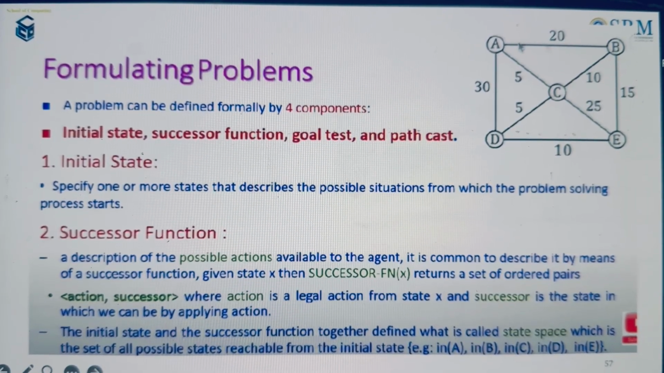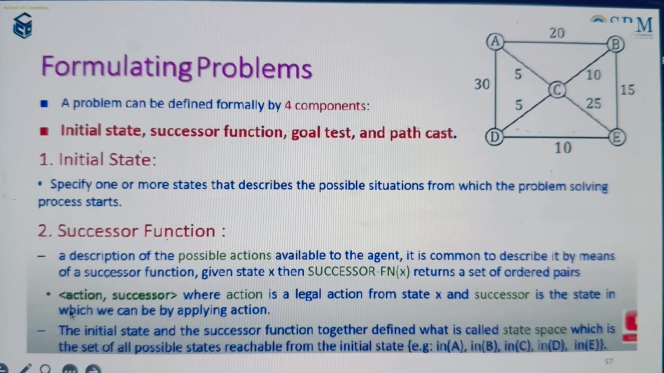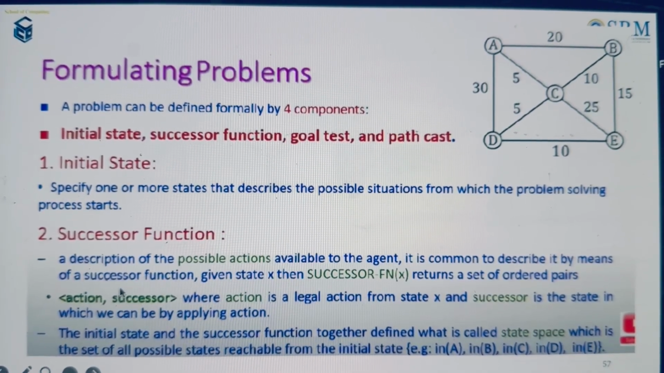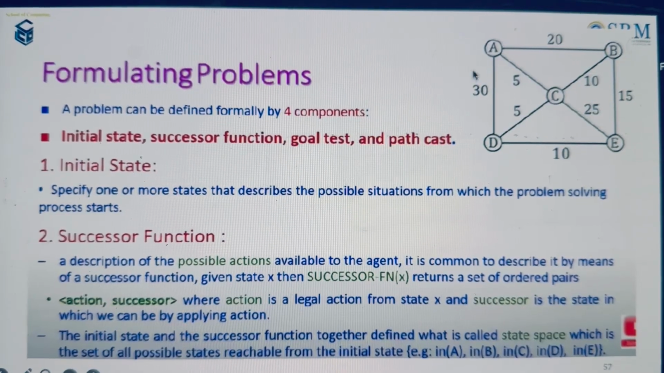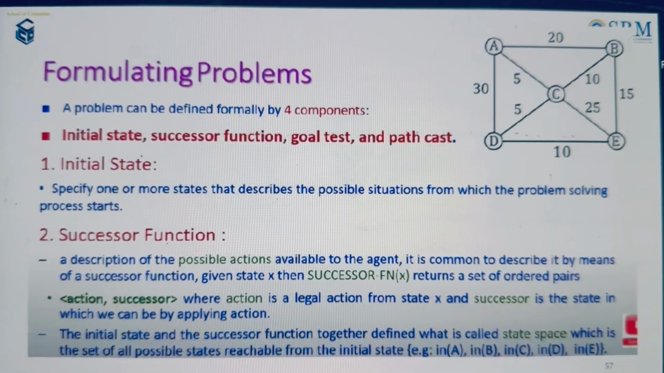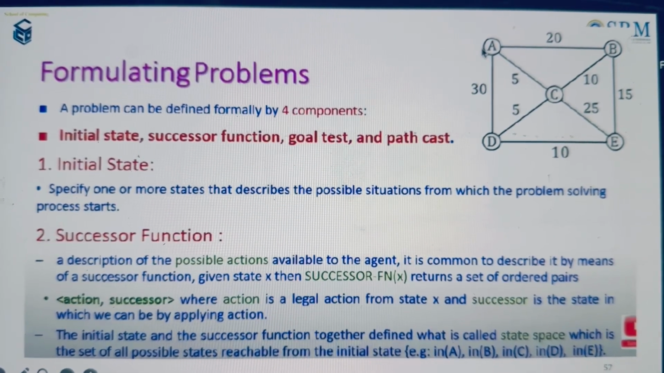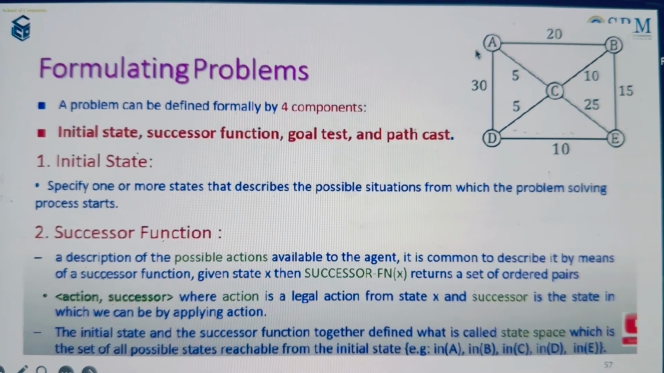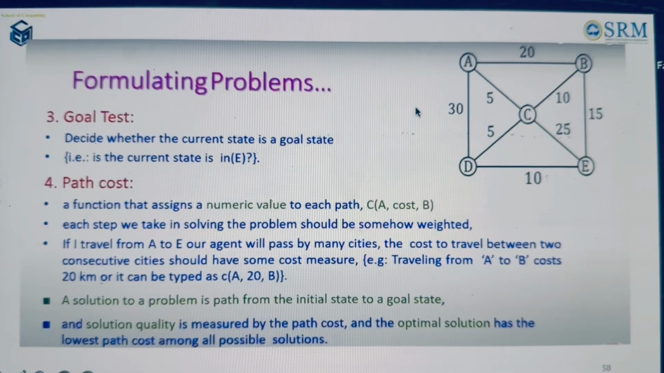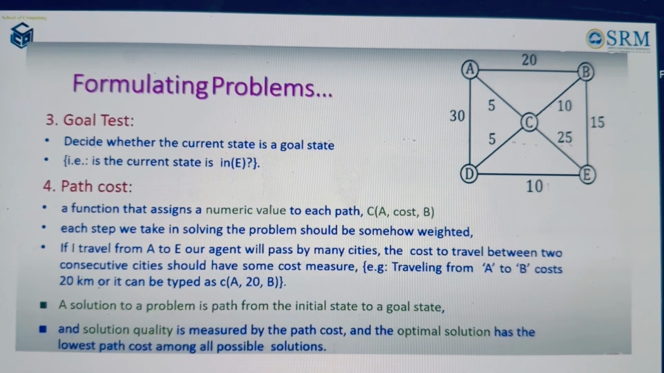Suppose if you move horizontally to the right side, that is known as an action. If you move diagonally, you lead to C. And vertically, if you move, you lead to D. That is known as the successor function. So the successor function has two fields, action and successor. All possible states that lead from a particular state is known as the successor function. And the goal test is obviously the opposite of the initial state, wherever the end state is, that is your goal state.